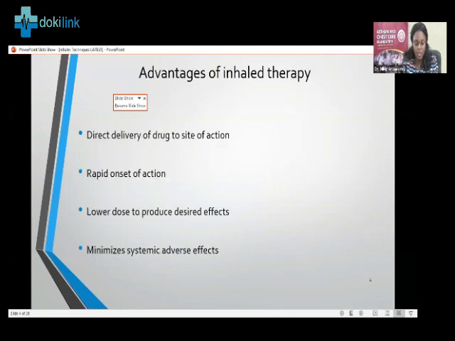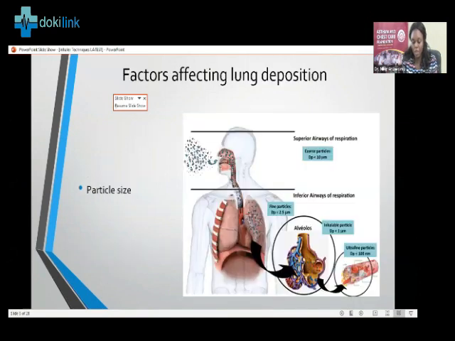Now, what are the advantages of inhaled therapy? Not only does it ensure direct delivery of the drug to the site of action, it also ensures rapid onset of action. In addition, lower doses of the medications are required to produce the desired effects when compared with systemic administration. Then there are also minimal systemic adverse effects.